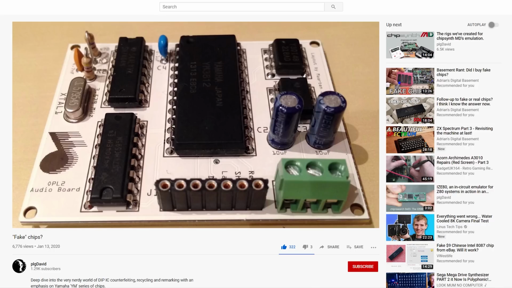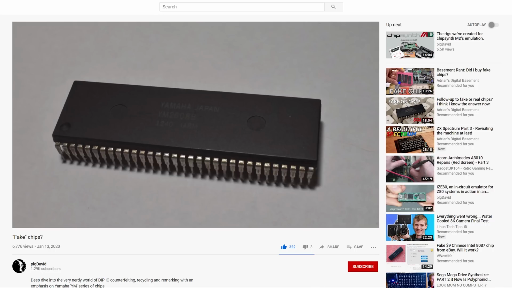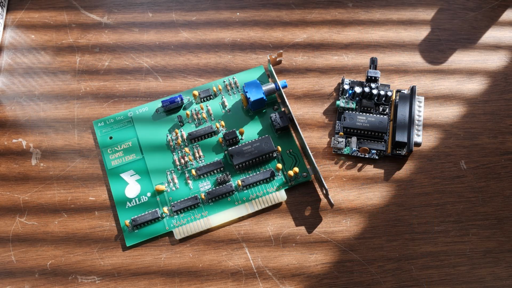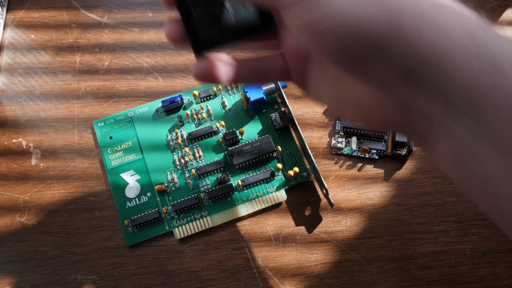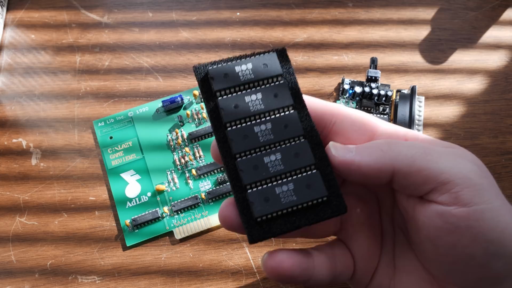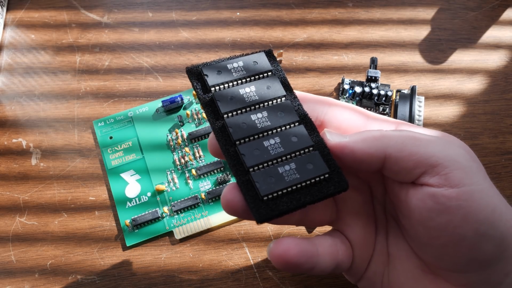This is an issue that I've been aware of for years now, people making and selling fake chips, specifically sound chips for old computers, things like the SID chips for the Commodore 64. So look at these. These, I'm pretty darn sure, are fake.